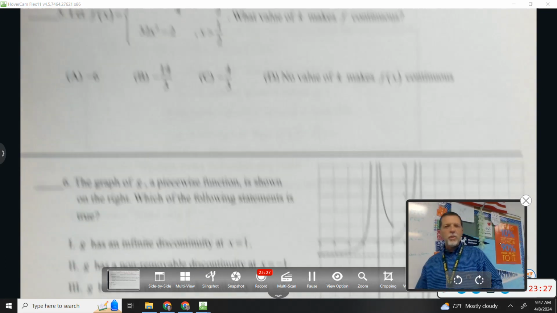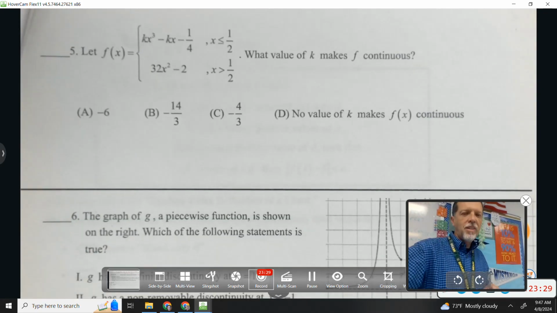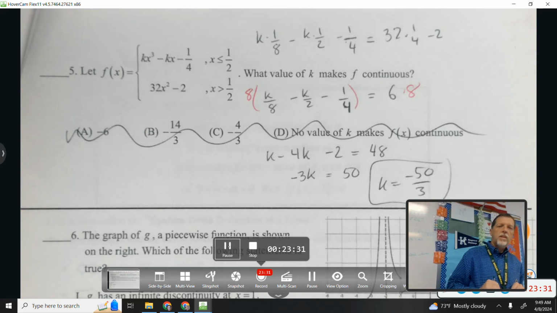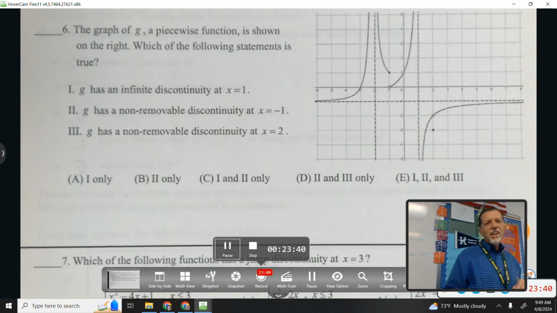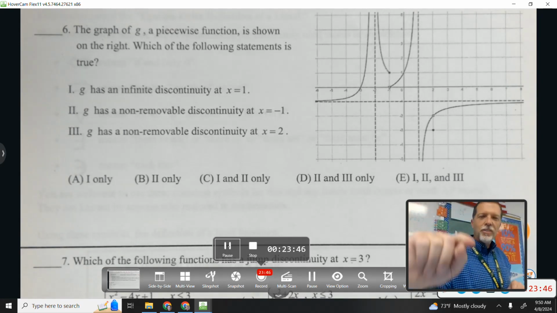Hey, fraction experts, why don't you try number 5? So k is -50/3. Try 6 on your own. I think it's easy, but there's some vocabulary that you have to be very careful about in number 6. So read carefully on number 6.